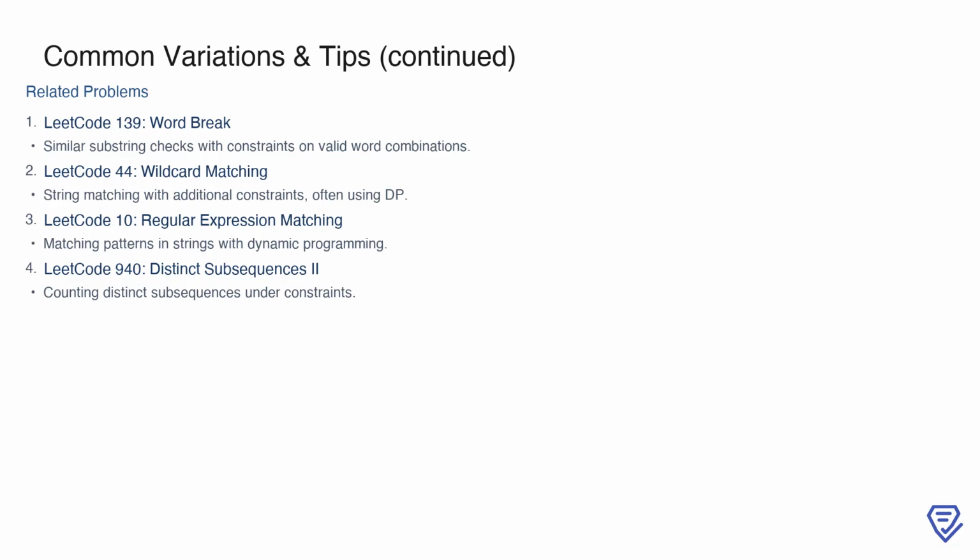For example, LeetCode 139, Word Break, involves checking substrings under constraints, much like this problem. LeetCode 44, Wildcard Matching, focuses on string matching with additional rules, often tackled using dynamic programming. LeetCode 10, Regular Expression Matching, requires pattern matching in strings, another problem well-suited to dynamic programming solutions. Lastly, LeetCode 940, Distinct Subsequences II, involves counting subsequences under constraints, which parallels the idea of counting valid strings here. Exploring these problems can deepen your understanding of related techniques and strategies.